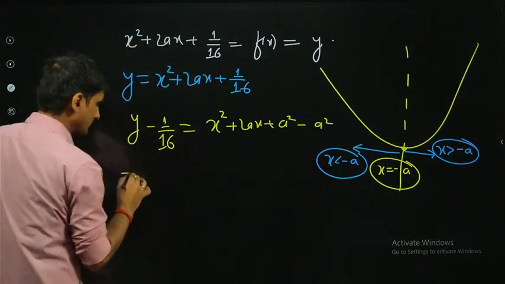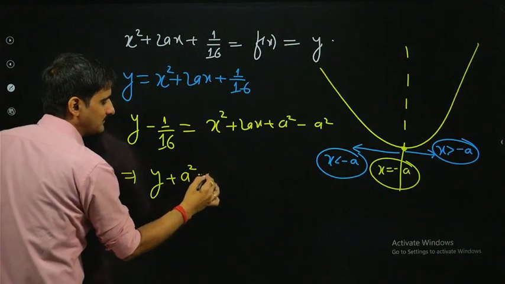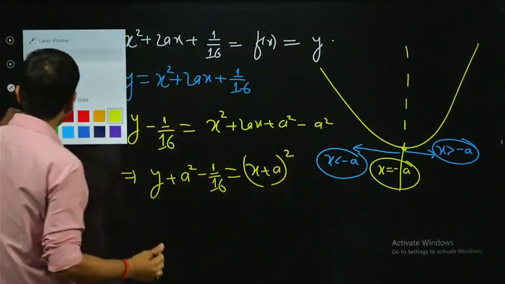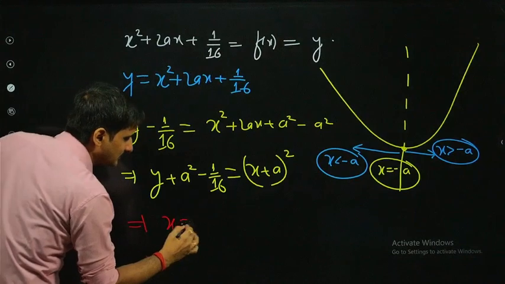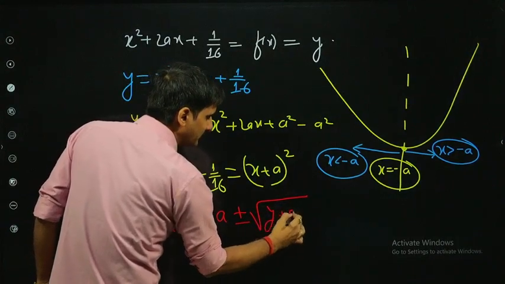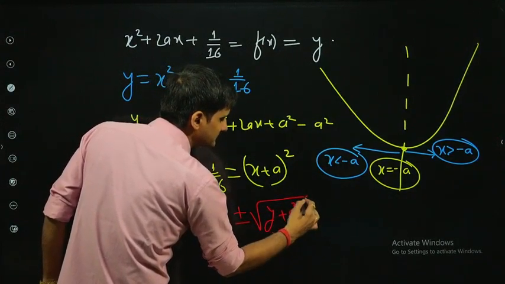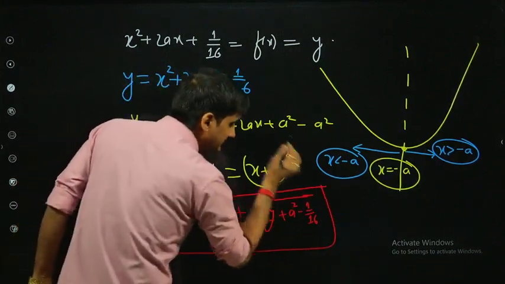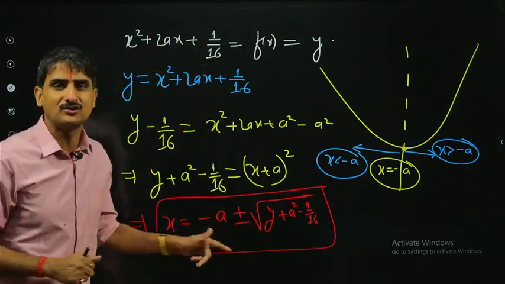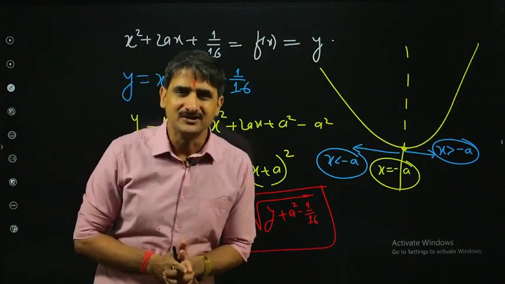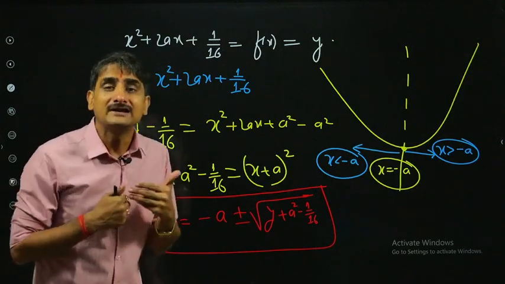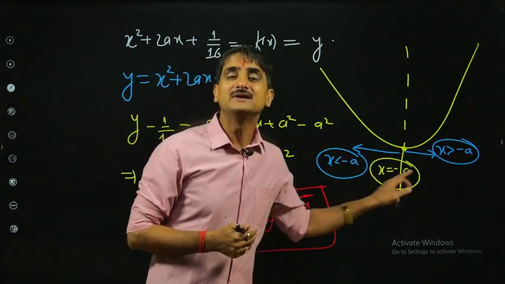So you have y plus a square minus 1/16 is equal to x plus a whole square. So you get x from here, and what is it? x is equal to minus a plus minus under root of y plus a square minus 1 by 16. Now again, one more statement: the inverse of a function is always unique. You can't have two inverses here, you got 2 x values, not possible at all. Which x to choose? Square root can never give us a negative value, so the square root is always positive. So the x value depends on the domain chosen to make it a 1-1 function.